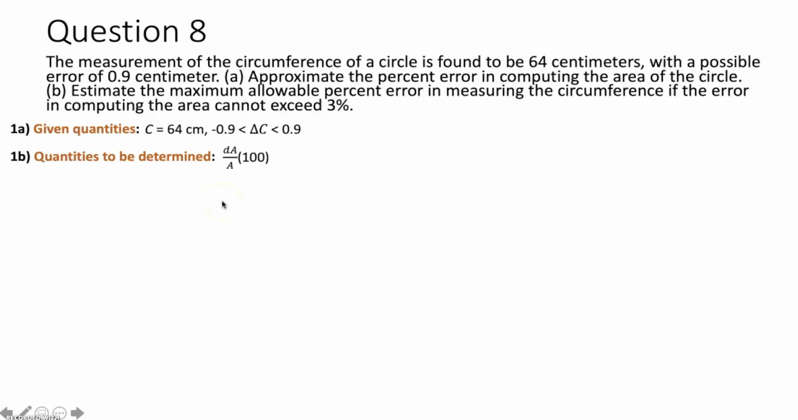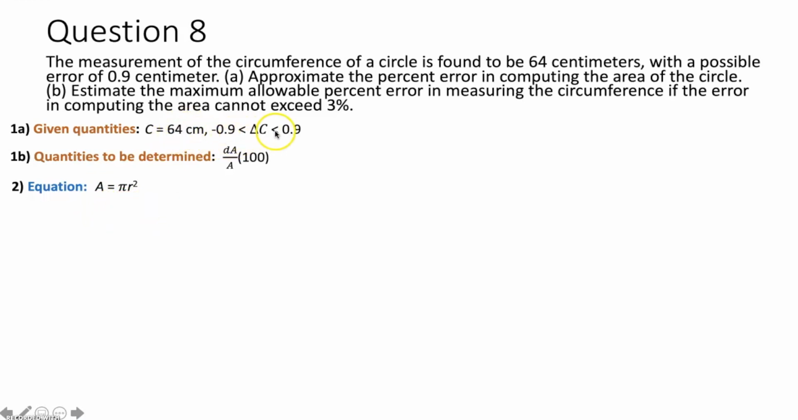We can then move on to step 2, which is to state our equation. What equation are we going to use that we can take the derivative of and will help us find dA over A times 100? Well, if we're looking for the percent error in computing the area of the circle, maybe the area of a circle formula should be our equation. Perfect. So now, before we move on to the next step where we take the derivative, I want you to notice something. If I were to take the derivative of this, I would get dA over dr is equal to 2 pi r. But look at what we're given.